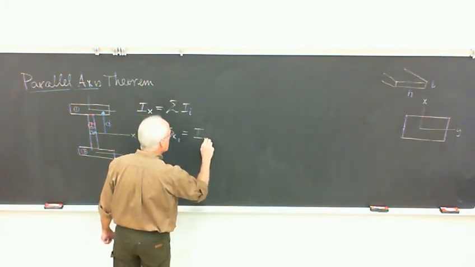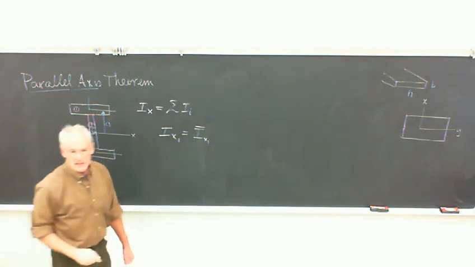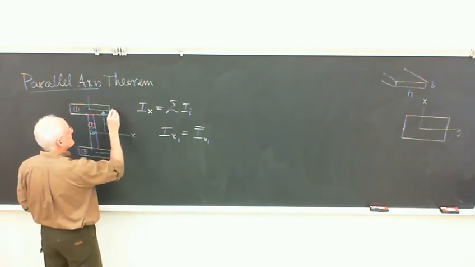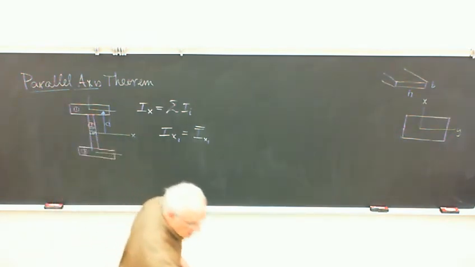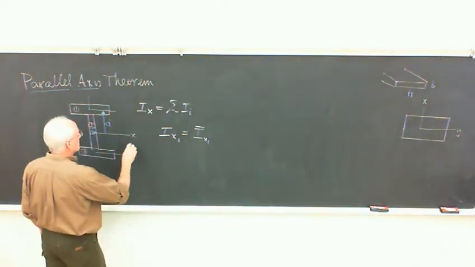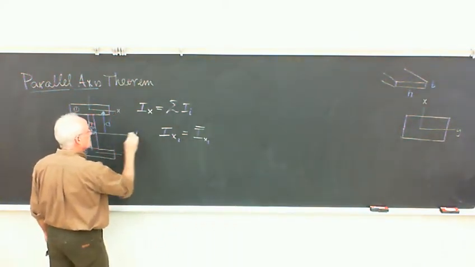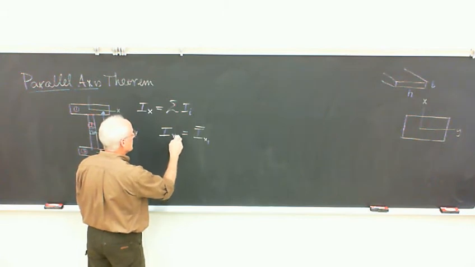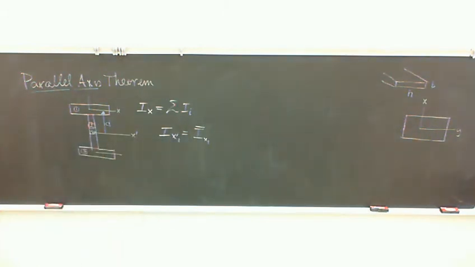We take the moment of inertia of that shape with respect to its own centroid. Remember, that's what that bar over the top means, when the axis of interest actually goes through the centroid of the shape. So that's what we've got up here. Maybe we can do this. We'll call this x, and we'll call this one x prime. So this will be the moment of inertia of shape one with respect to x prime. Does that help a little bit, or does that make it worse?